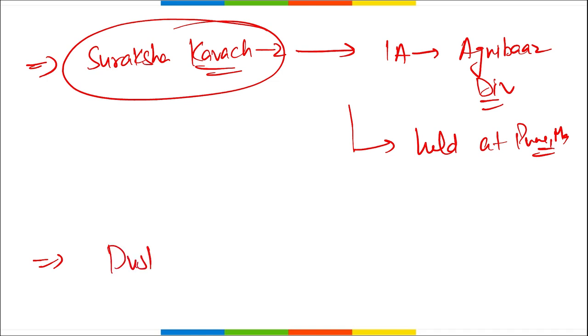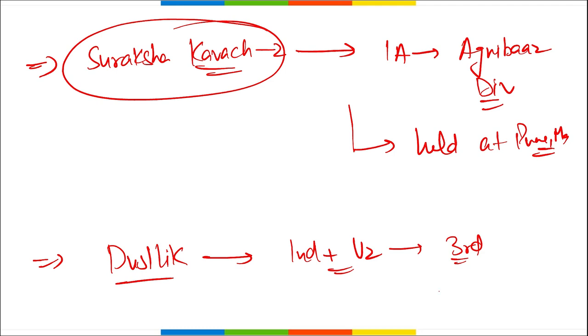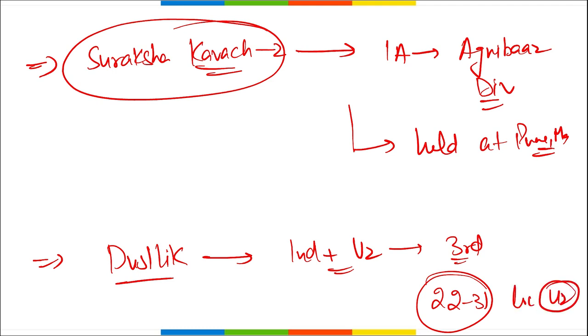Next is Dust Lake. Dust Lake was an exercise that was conducted between India and Uzbekistan. This was the third edition of the exercise, conducted from 22nd to 31st of March. And this exercise was conducted where? The location was Uzbekistan. So Dust Lake exercise between India and Uzbekistan, by the various forces that help to prepare for any future terrorist act.